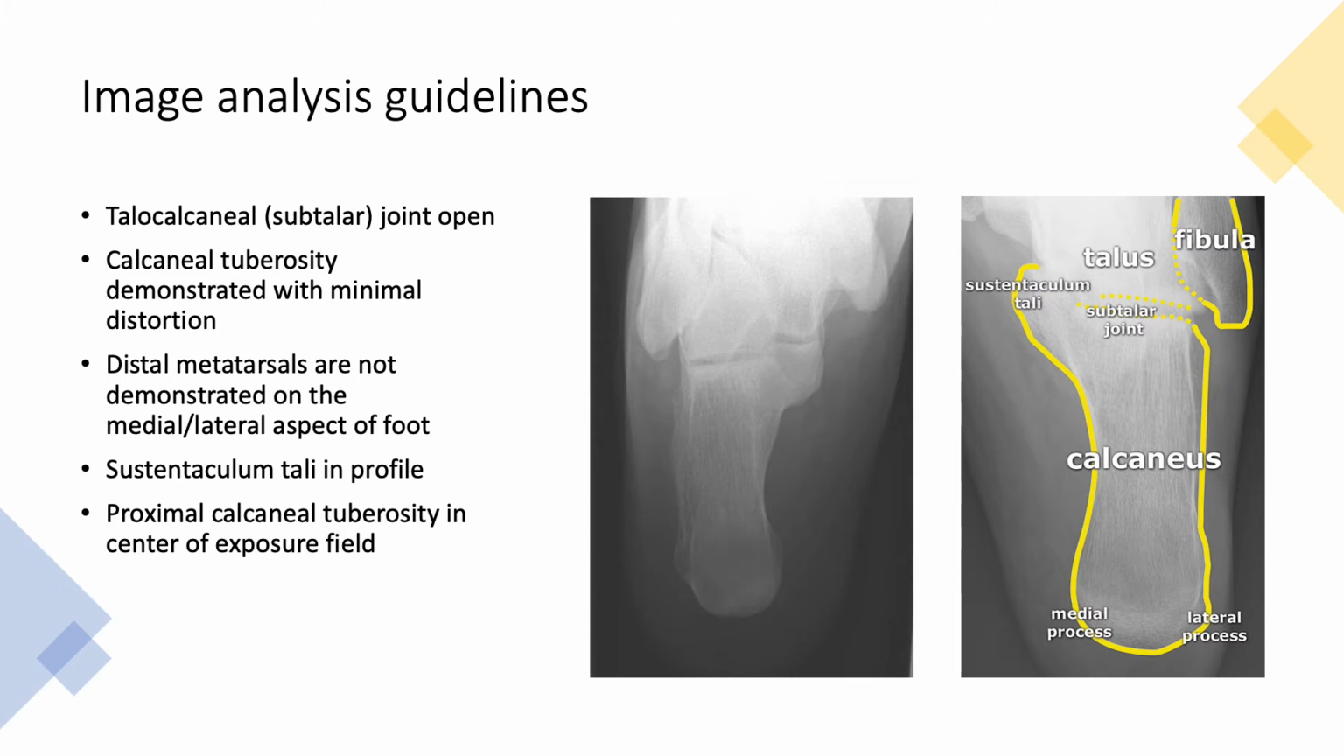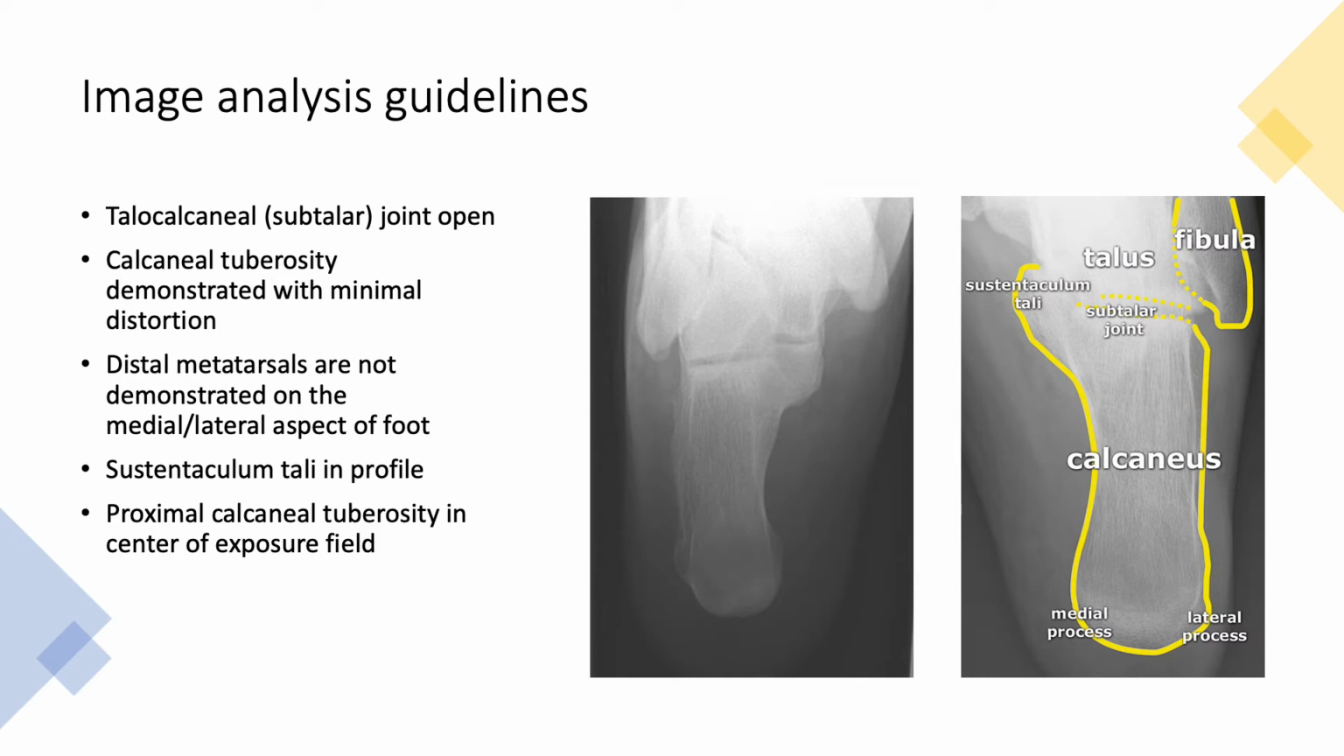The distal metatarsals should not be demonstrated on the medial or the lateral aspect of the foot. This can be avoided if the foot is perpendicular or straight up and down to the IR, not leaning to either side. The sustentaculum tali should be in profile, and the proximal calcaneal tuberosity should be in the center of the exposure field. The image to the left demonstrates all of these qualities.